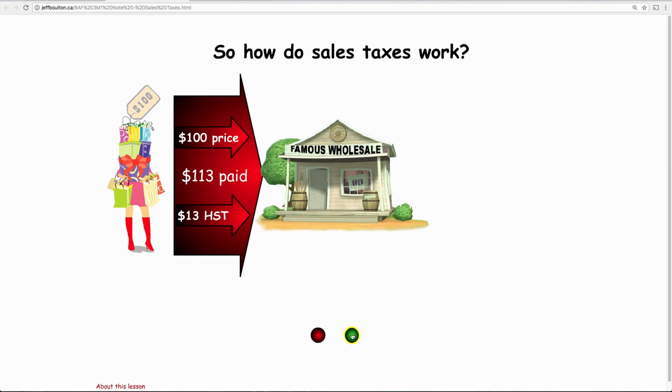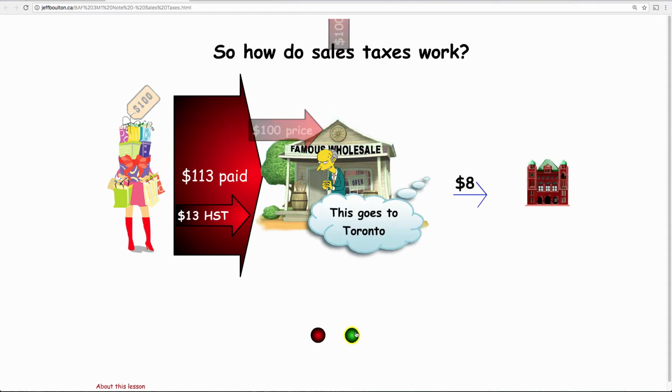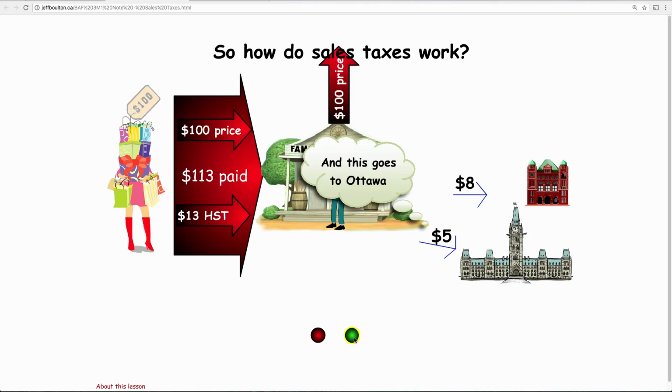Which means, of course, it's not going to stay with the business. So if this is our business owner, this $100 is the business's revenue. And this $13, well, $8 of it goes to Queen's Park in Toronto, right? The government of Ontario. And then the rest goes to the government of Canada in Ottawa, the $5.